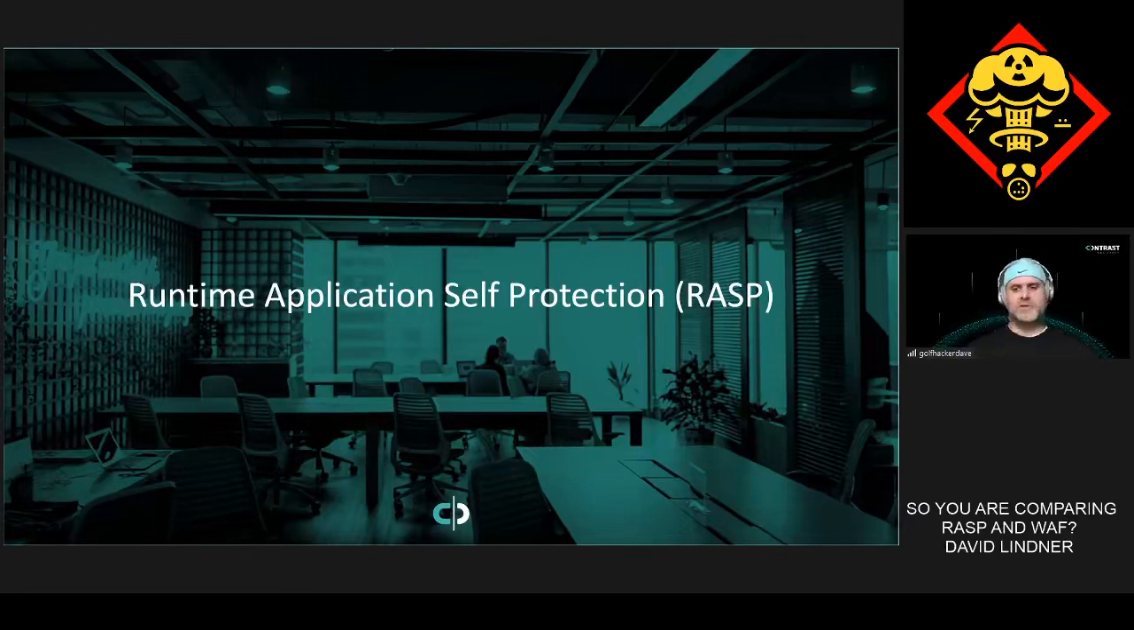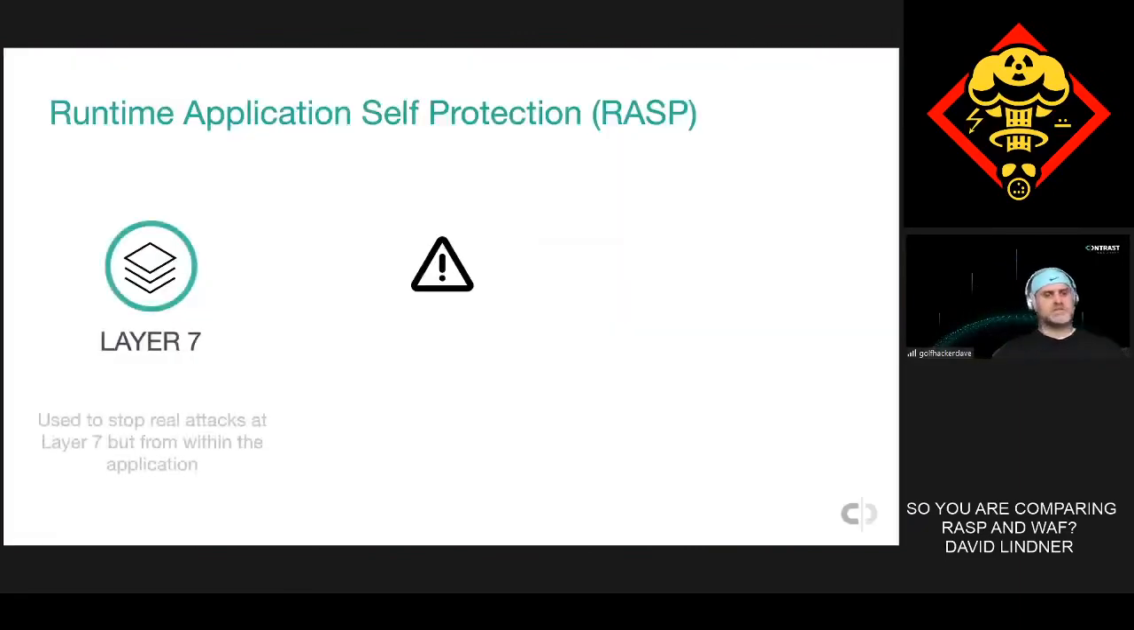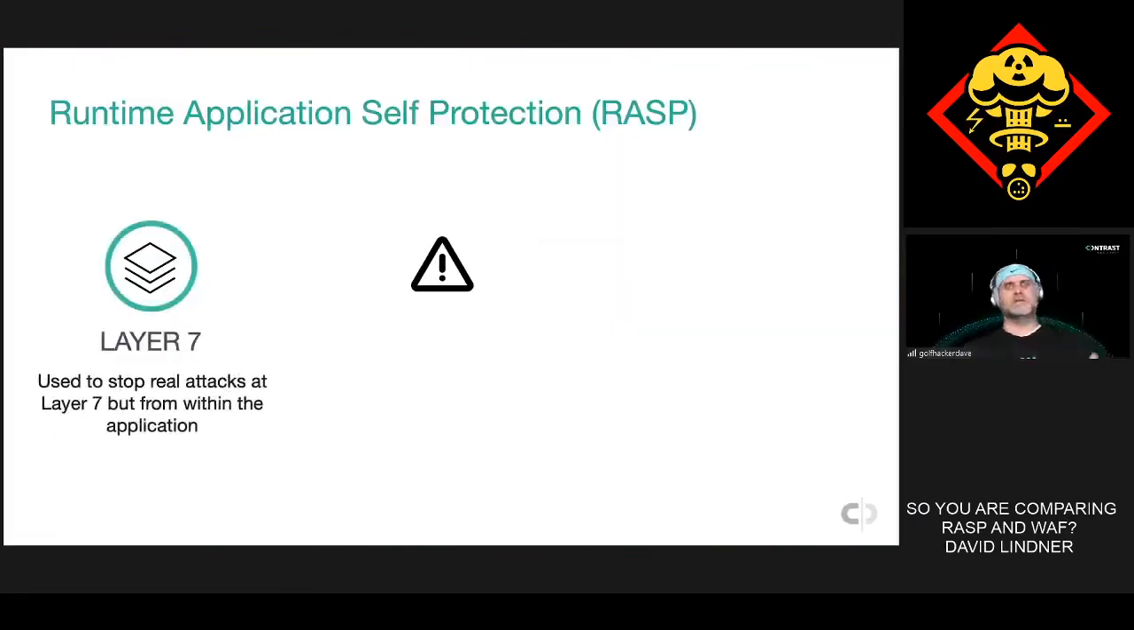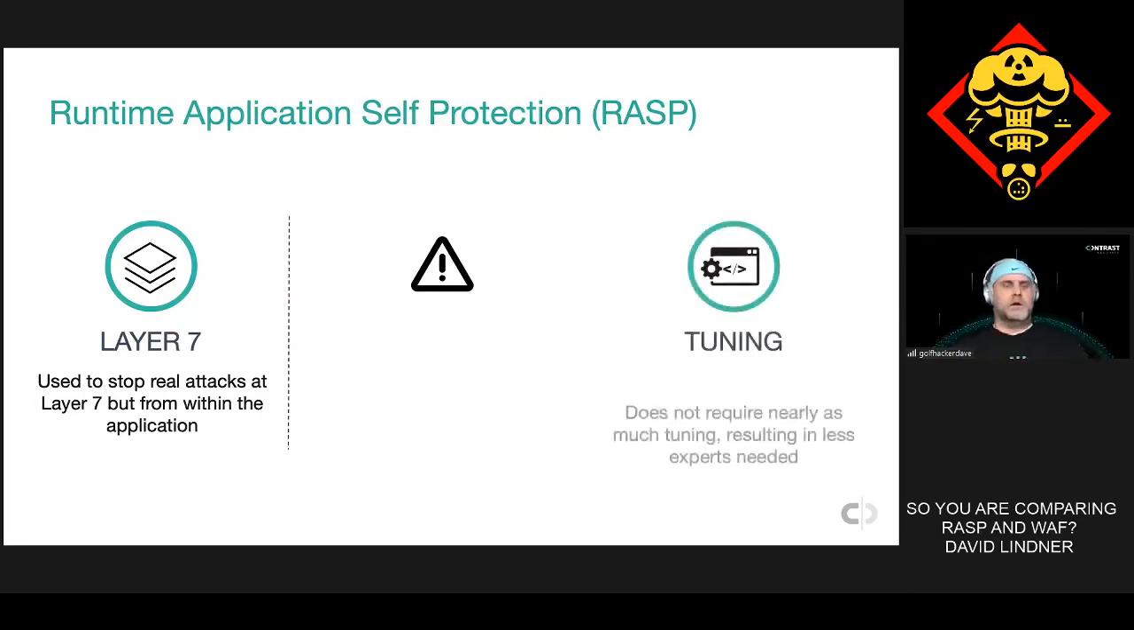But I wanted to go through the differences of what a RASP is versus what a WAF is. So RASP is still layer 7, right? It's still looking at the traffic that's coming into an application. It's looking at the HTTP request, the headers, the parameters, all of that sort of thing. It still is going to do alerting, right? It's not going to be as much.